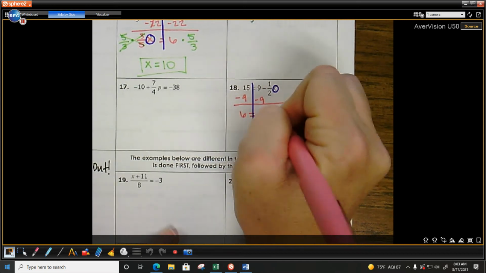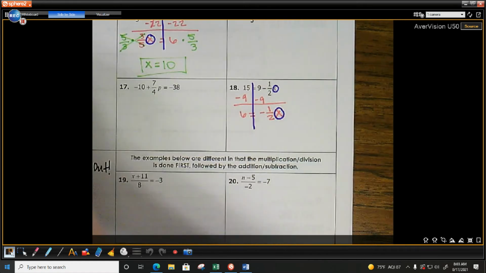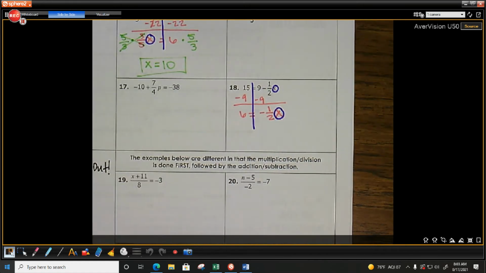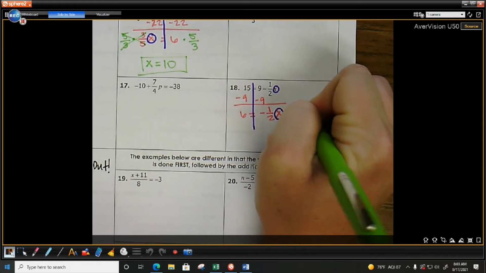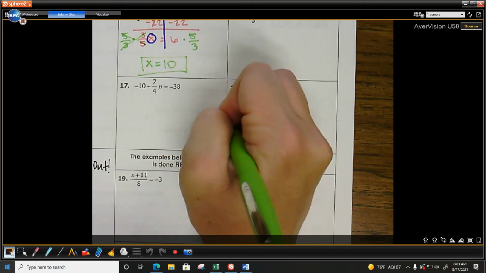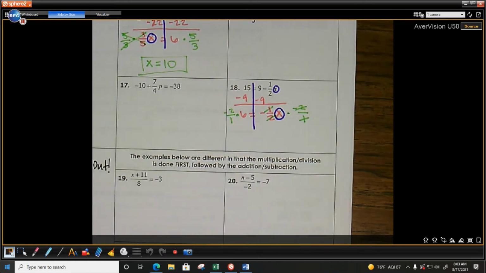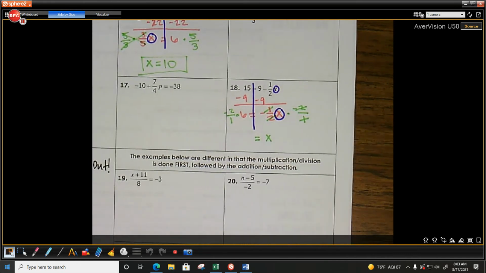What do I do next? Multiply by the reciprocal. What's the reciprocal of negative 1/2? Negative 2 over 1. So the negative 2 over 1 cancels with the 1 over 2. Multiply this side by negative 2 over 1. I want you all to type this in the calculator yourself. Negative 12. What is it? Negative 12. Great job.